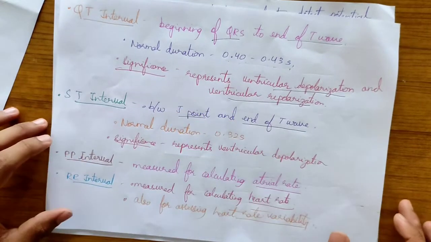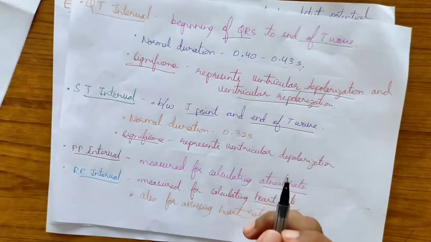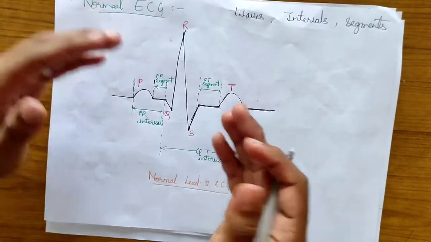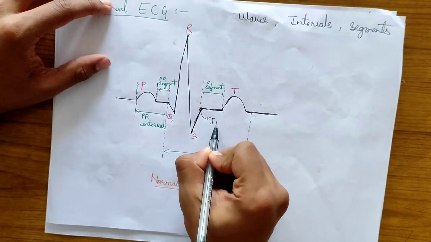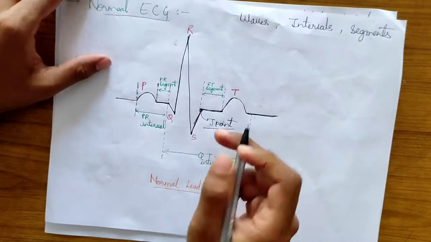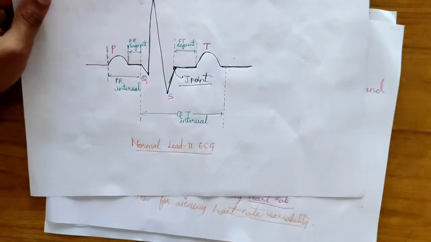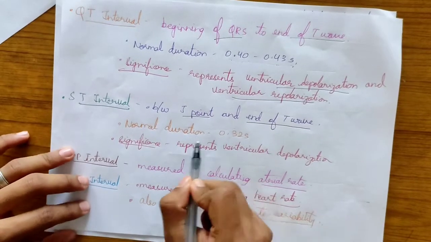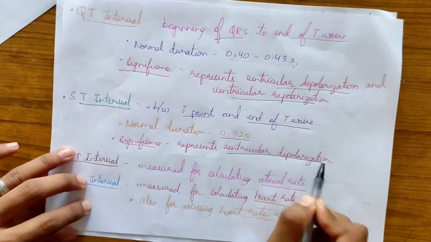Now let's come to the ST interval. It lies between the J point and the end of the T wave. You may ask, what is the J point? As you can see here, at the end of the QRS complex and the beginning of the ST segment, there is a point. This point is called the J point. The J point is important because a rise in the J point can indicate myocardial ischemia. The normal duration of the ST interval is 0.32 seconds. It represents ventricular repolarization.